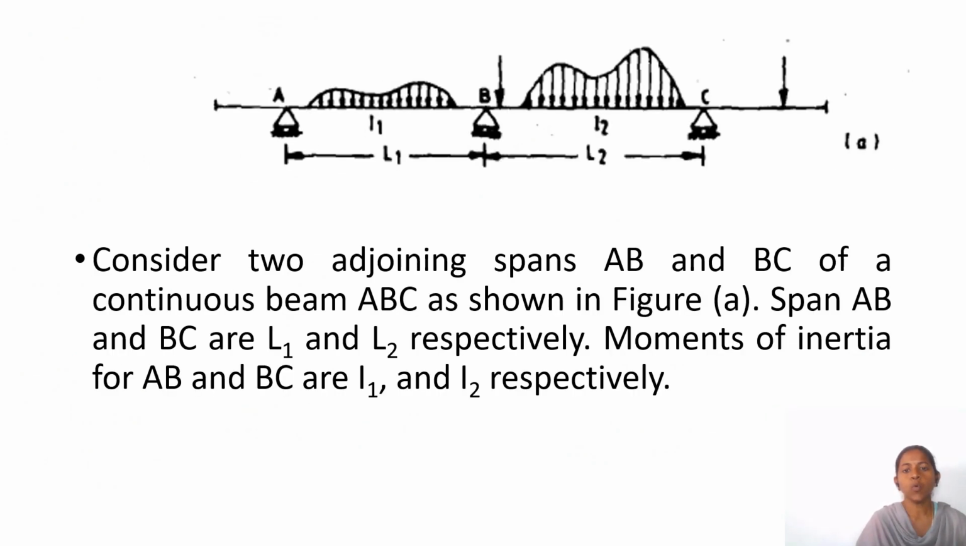So consider 2 adjoining spans AB, BC of a continuous beam ABC. Spans AB, BC are L1 and L2. Moment of inertia is I1 and I2, because we are going to employ I1 as well as I2 here.